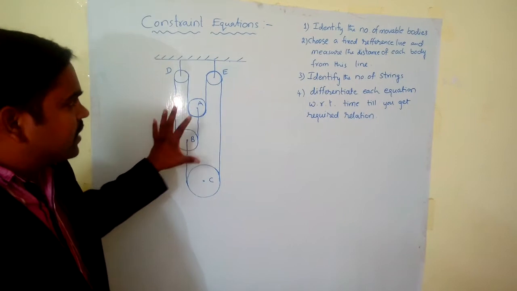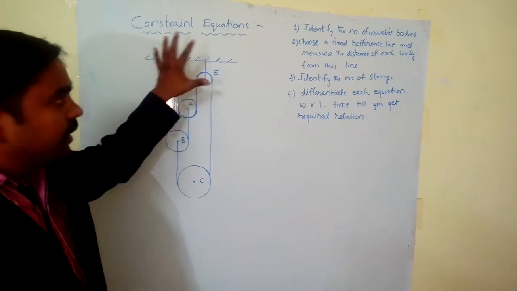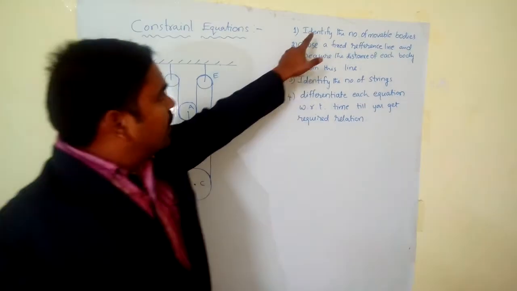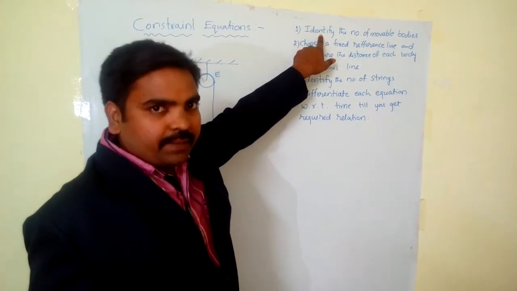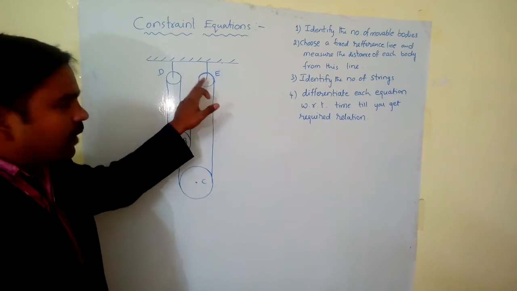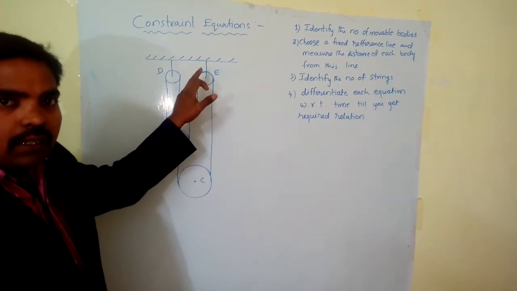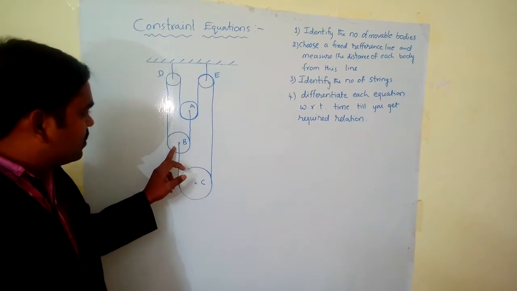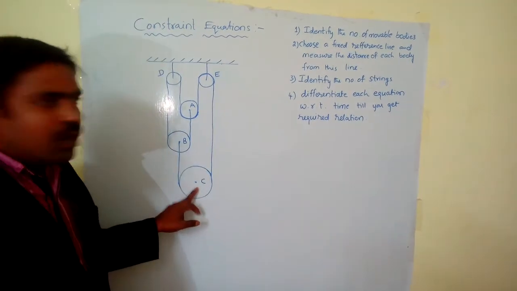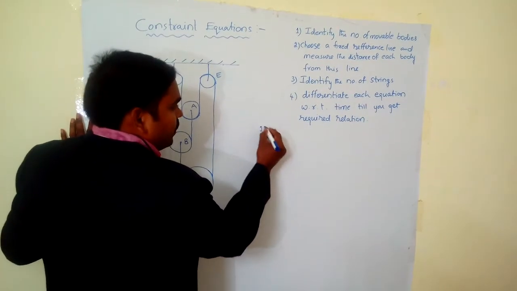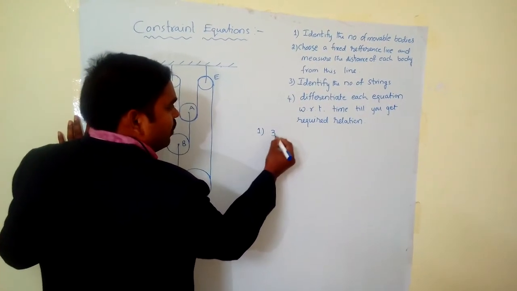Okay, now we'll start writing the constraint equation for this system. First one, identify the number of movable bodies. In this system, D and E are fixed pulleys, not movable. So here A is movable, B is movable and C is movable. So 3 movable bodies are there. First step completed. We have identified 3 movable bodies.